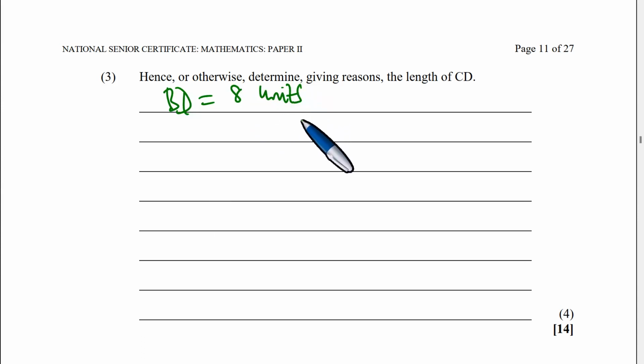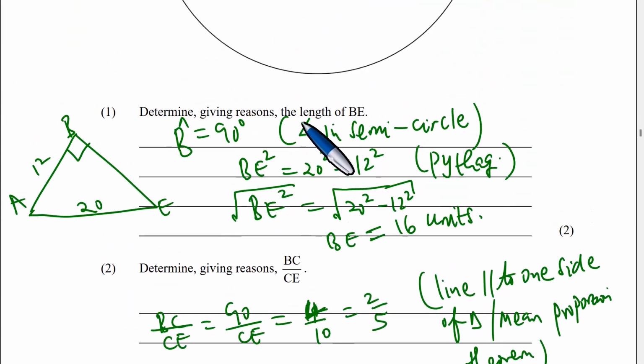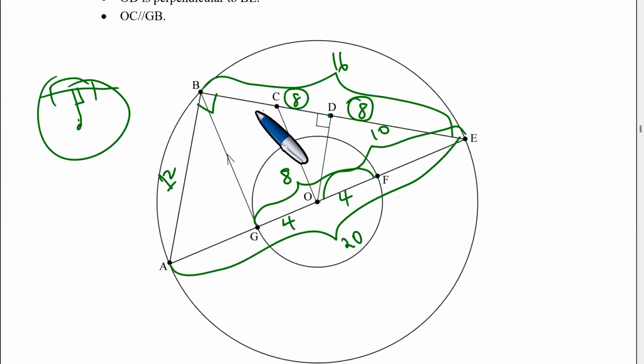Okay, if BD is 8 units, then we can find BC over 16. Now we can use ratios over here. So we can see that BC over 16 is exactly equal to 4 over 14.